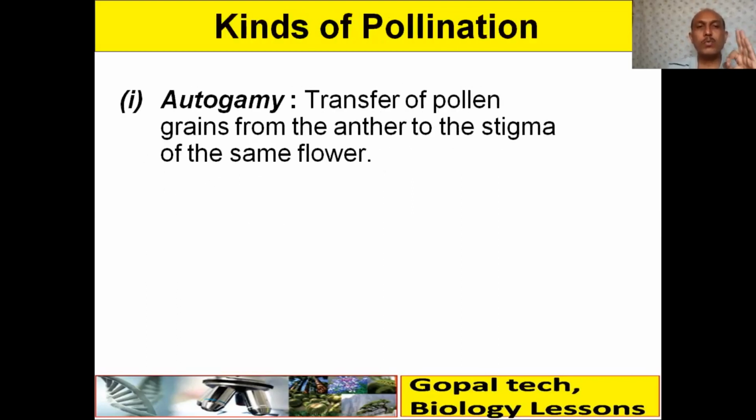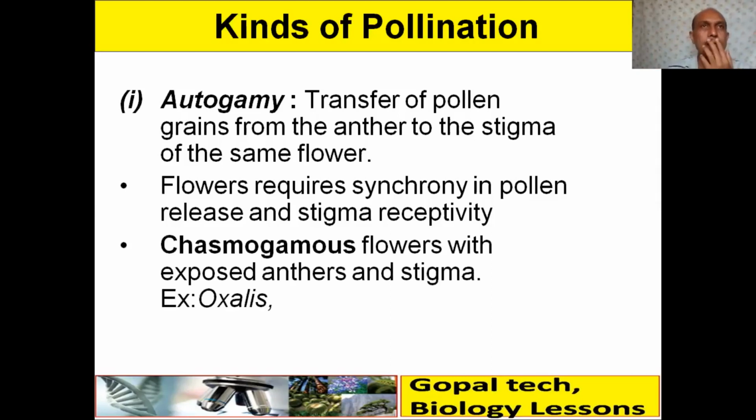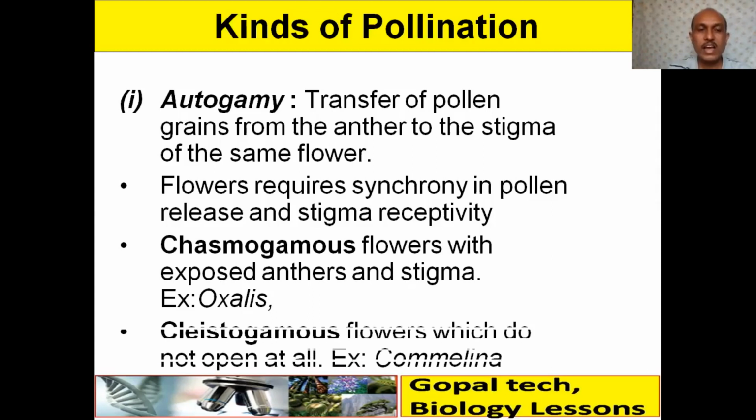Autogamy: transfer of pollen grains from anther to the stigma of the same flower. Here the flower requires synchrony in pollen release and stigma receptivity. The pollen grains should be released at the same time when the stigma is mature, only then pollination will happen. Here there are chasmogamous flowers with exposed anthers and stigma. Best example is Oxalis. Or cleistogamous flowers which do not open at all. Best example is Commelina. So here 100% self pollination or autogamy happens.